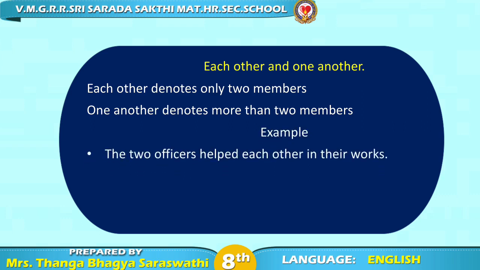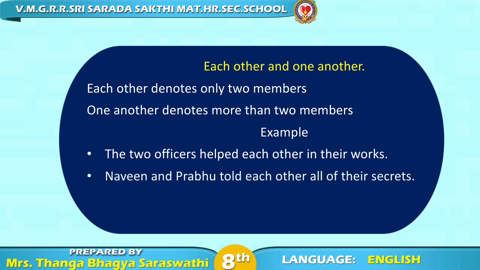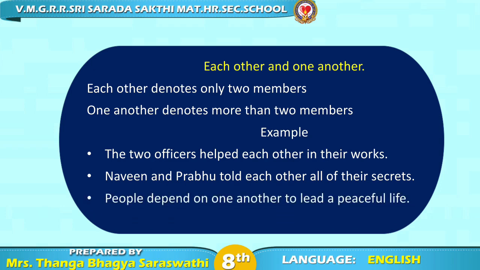Example: the two officers helped each other in their works. Here the words each other affect the two officers in that sentence. Another example: Naveen and Prabhu told each other all of their secrets. People depend on one another to lead a peaceful life. So here one another also connects all the members in the sentence.